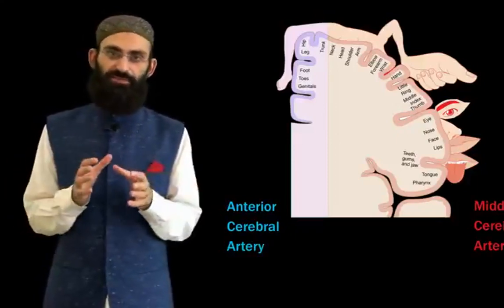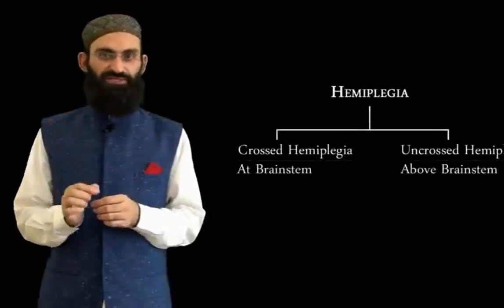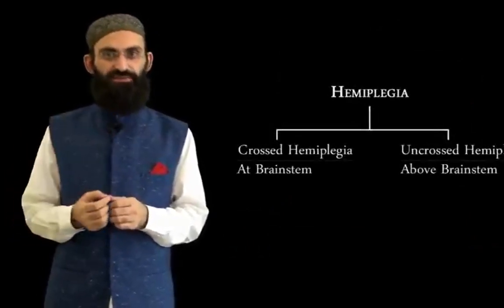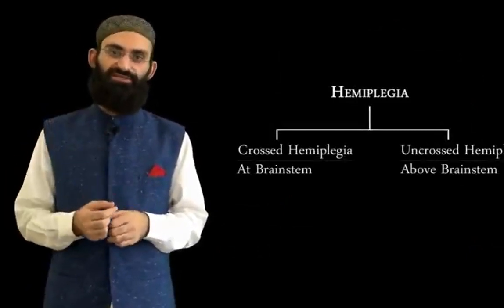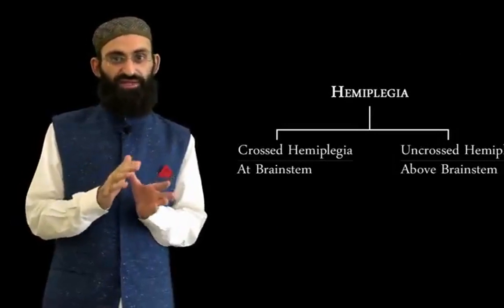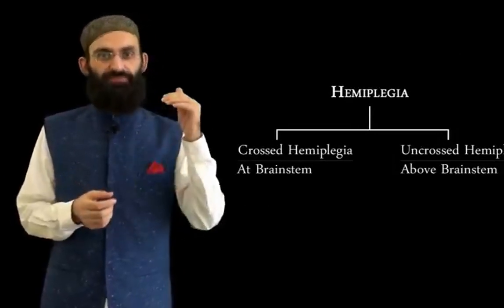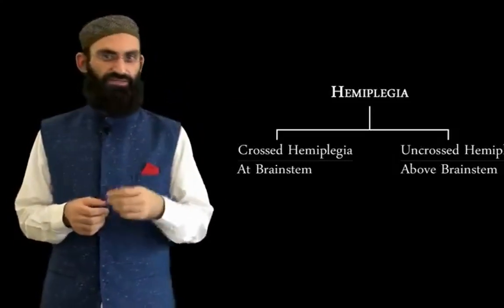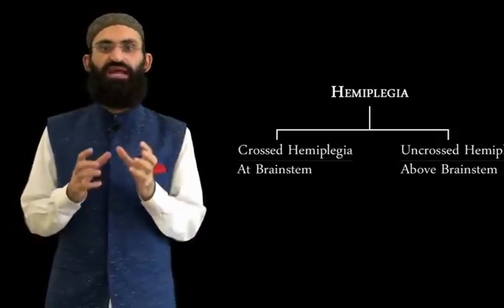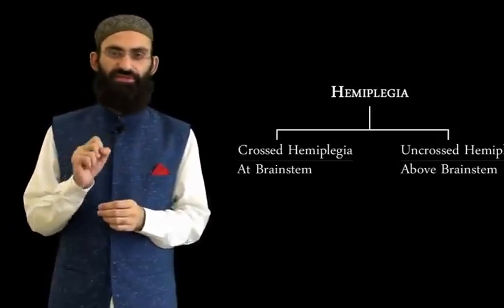So just to sum up this discussion of hemiplegia, the first thing you need to know is whether it is crossed hemiplegia or uncrossed hemiplegia. Crossed hemiplegia means the lesion is at the level of the brainstem. Uncrossed hemiplegia means the lesion is above the level of the brainstem. Above the brainstem, it can be the internal capsule or cerebral cortex, and based on cortical dysfunction, we can differentiate between these two lesions.